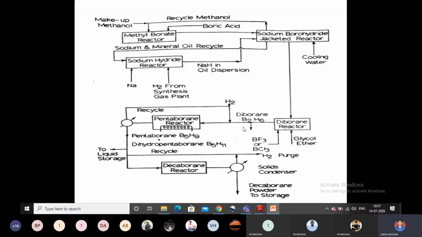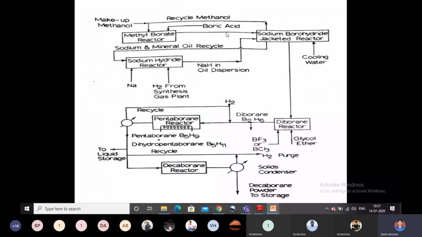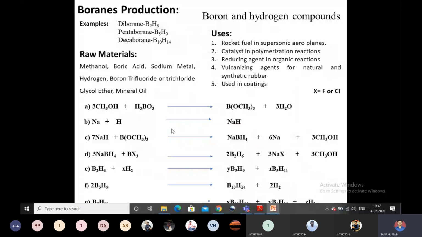If we desire, we can use this diborane as our product. Otherwise, we can enrich this diborane with hydrogen as given in reaction E. This is reaction D, in which the boron trichloride or trifluoride will react with sodium borohydride in the diborane reactor. BF3 and BCl3, this is BX3 as given.